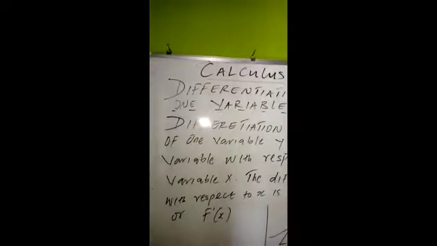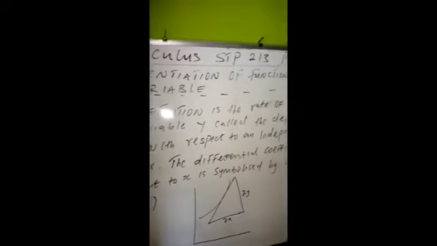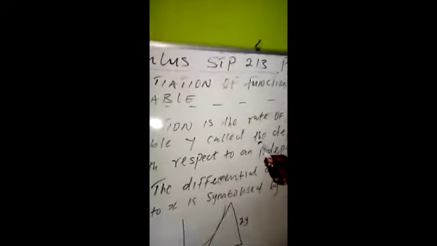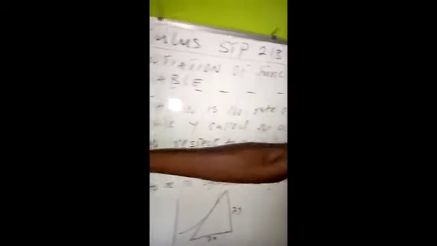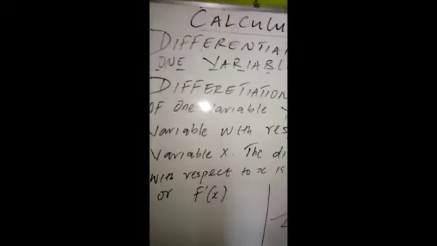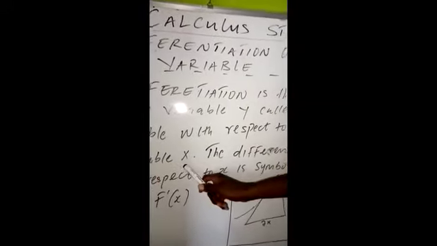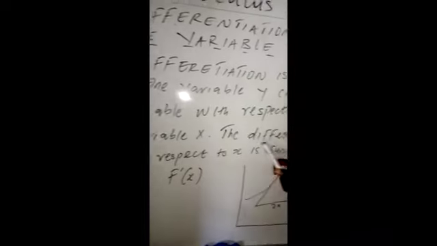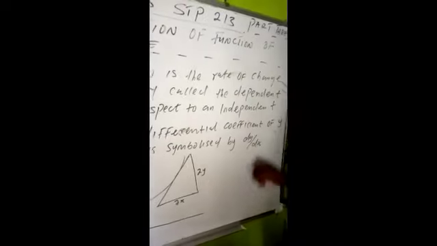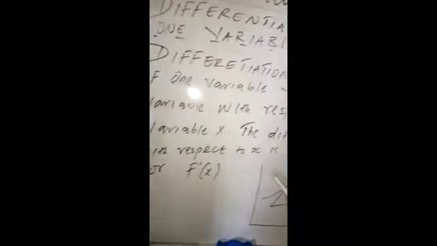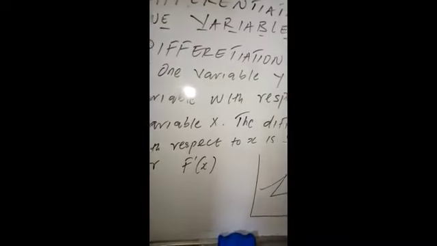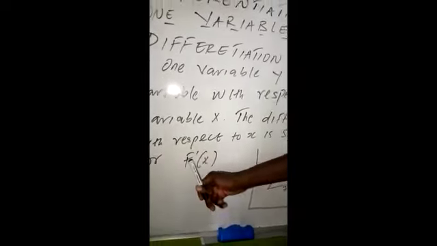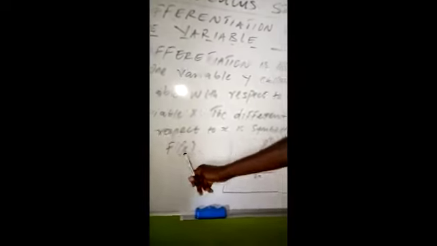From this point, differentiation is the rate of change of one variable y, called the dependent variable, with respect to an independent variable x. The differential coefficient of y with respect to x is symbolized by dy/dx, or the function f'(x), that is the derivative of the function of x.